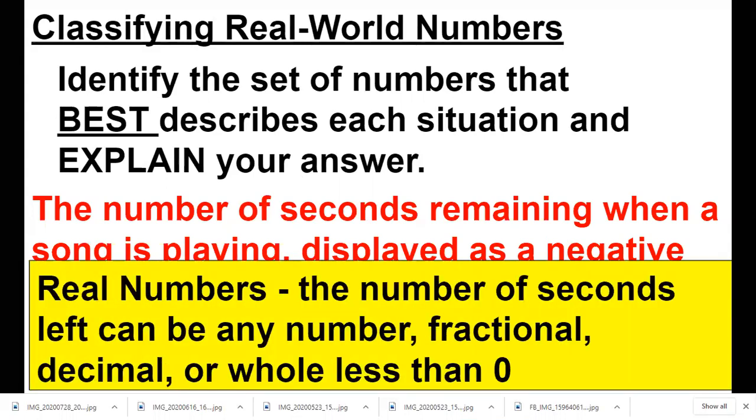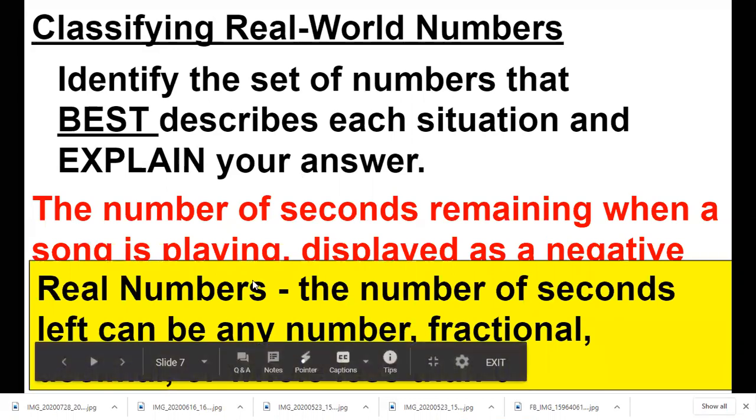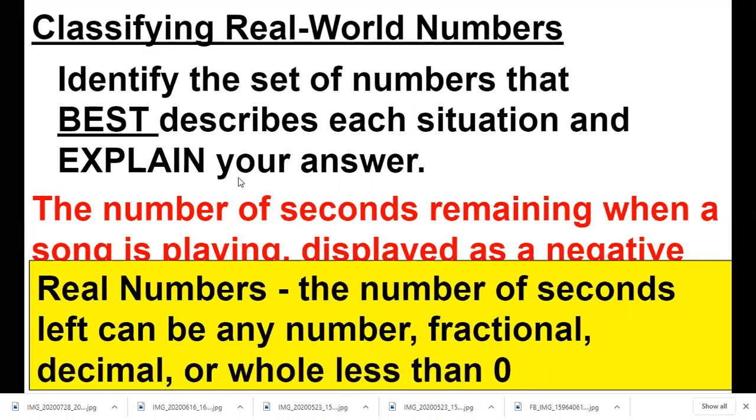The number of seconds left can be any number, fractional, decimal, or whole, less than 0, right? Any one of those could be a possibility. So real numbers describes it. Even an irrational number maybe, but not quite.